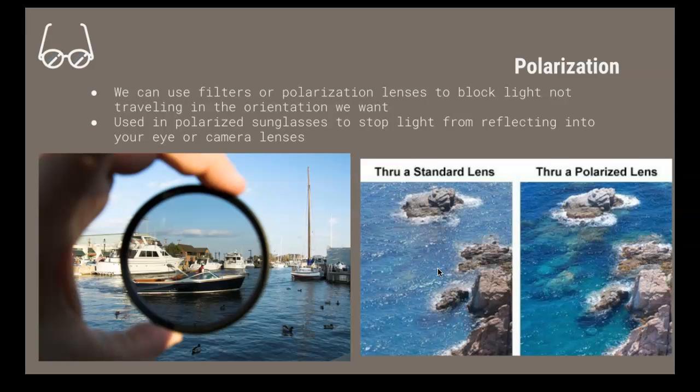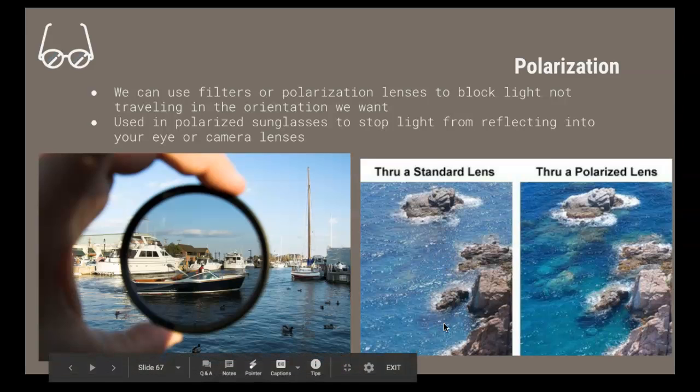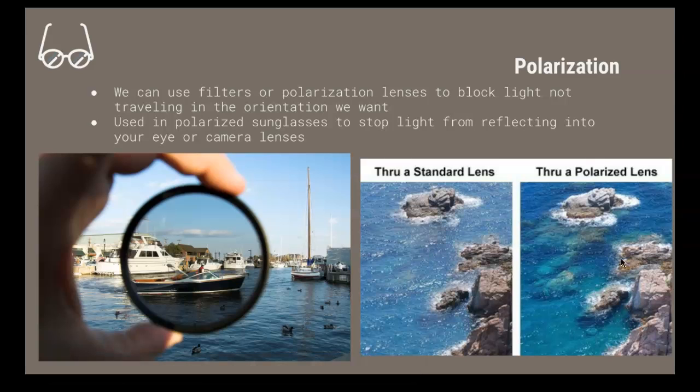So all the light that's bouncing off the water into your eye would cause it so that you can't actually see inside the water. That's why a polarized lens is going to be helpful, because you can actually see through the water, because there's not extra light kind of bouncing into your eye. So we're blocking the light that's not traveling in the orientation that we want.